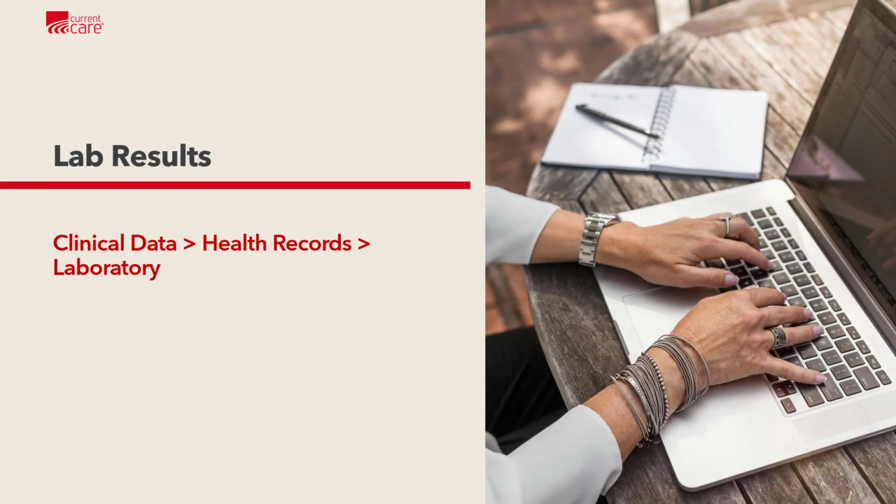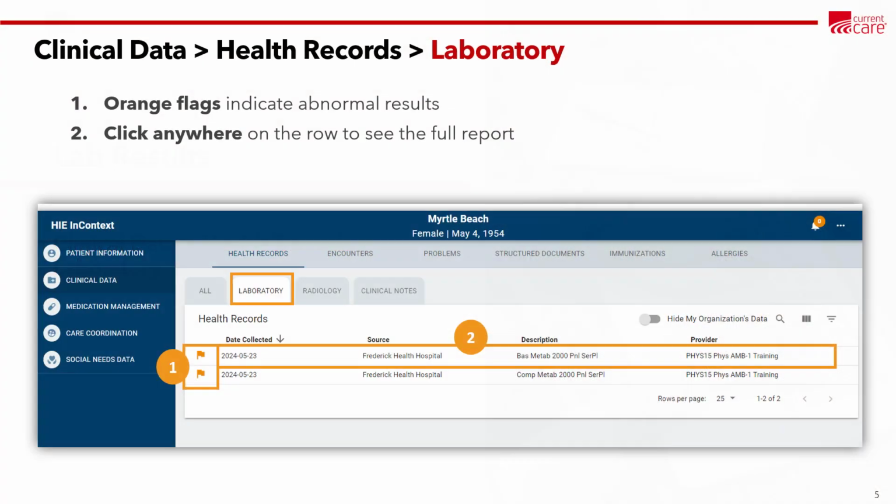Let's start with lab results. Click on the Laboratory tab to see a list of only lab results. The most recent results are at the top of the list. Any abnormal results will have an orange flag next to the result. To open the full report, click anywhere on that row.